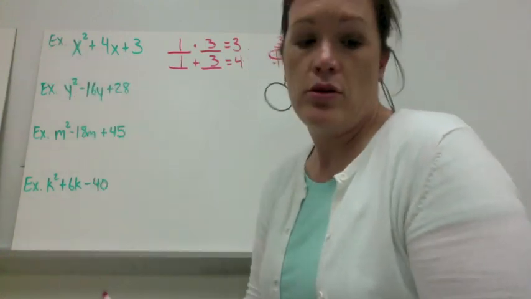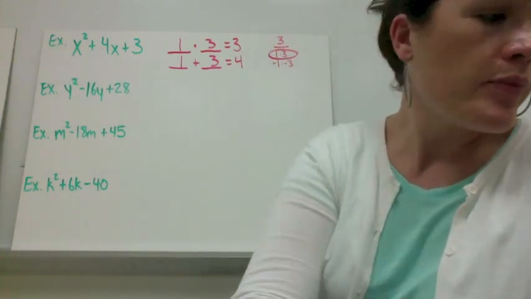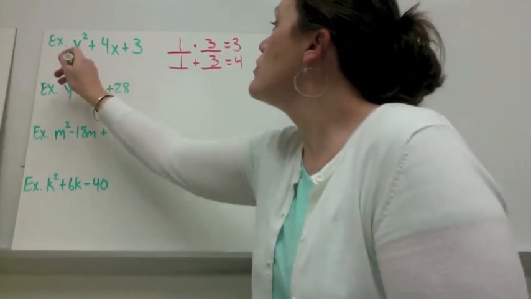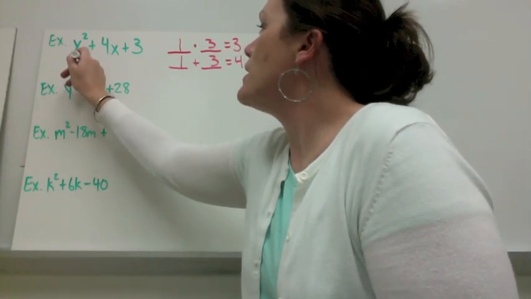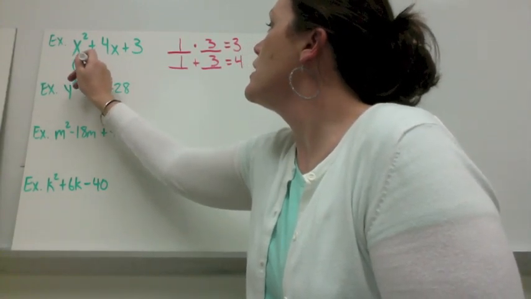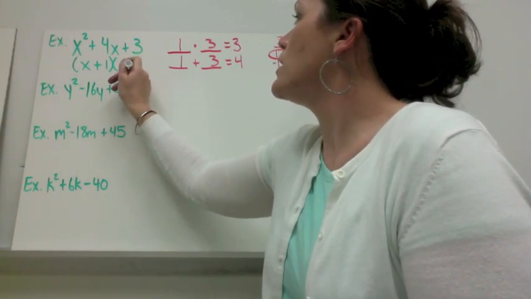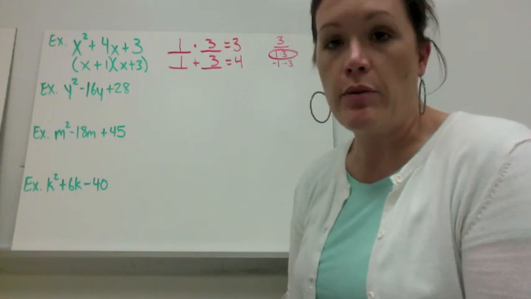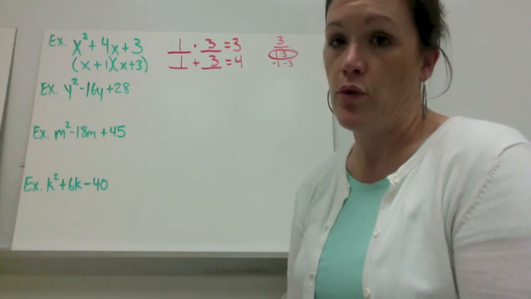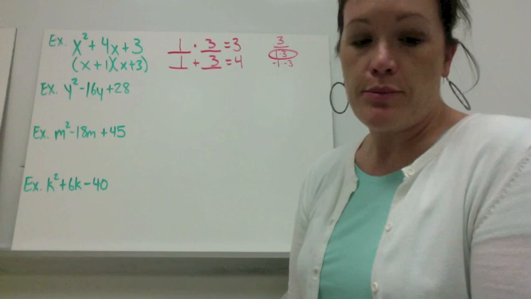So to write your answer, we're just going to rewrite x squared plus 4x plus 3 as x plus 1 times x plus 3, which is its factored form. And if we multiply it together, we get the original form. Now let's look at example 2.